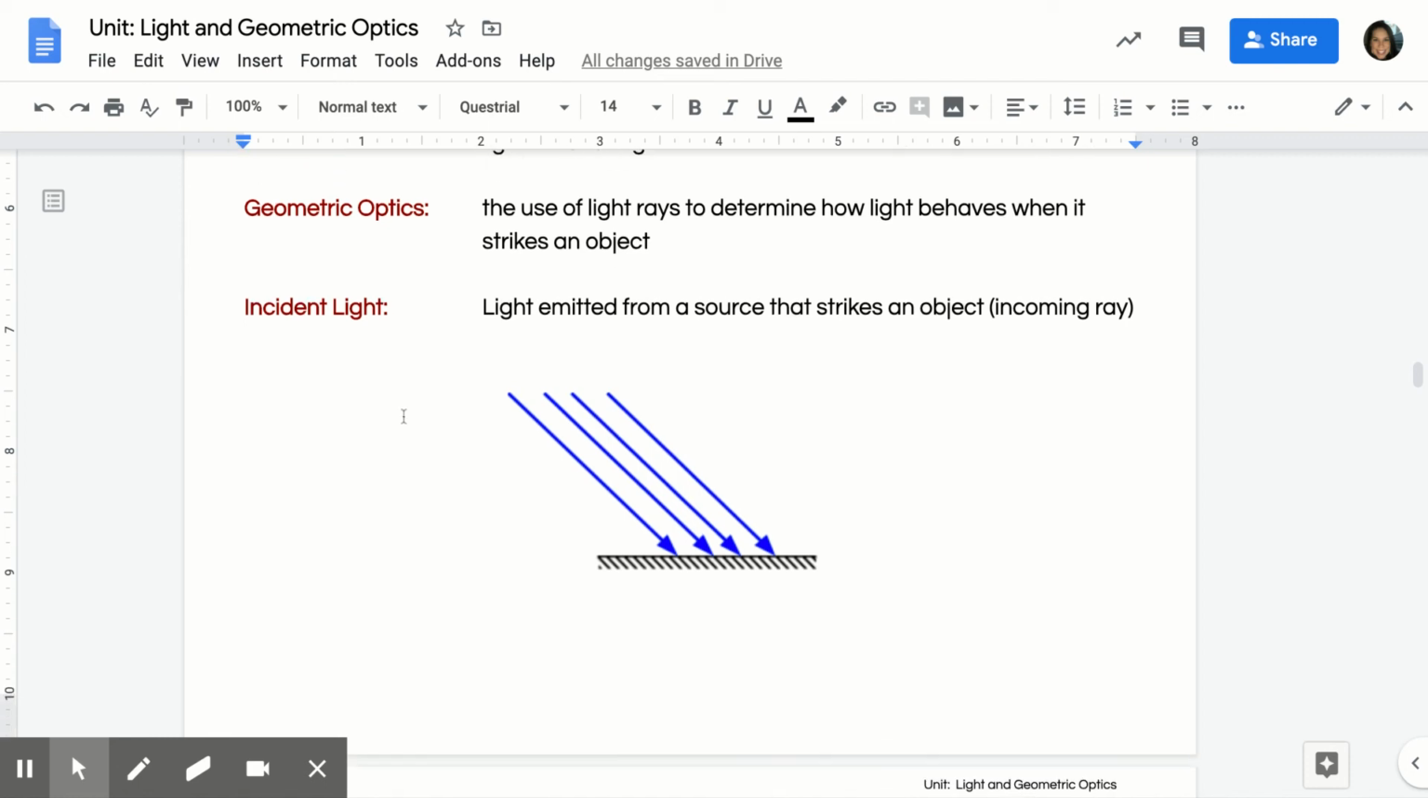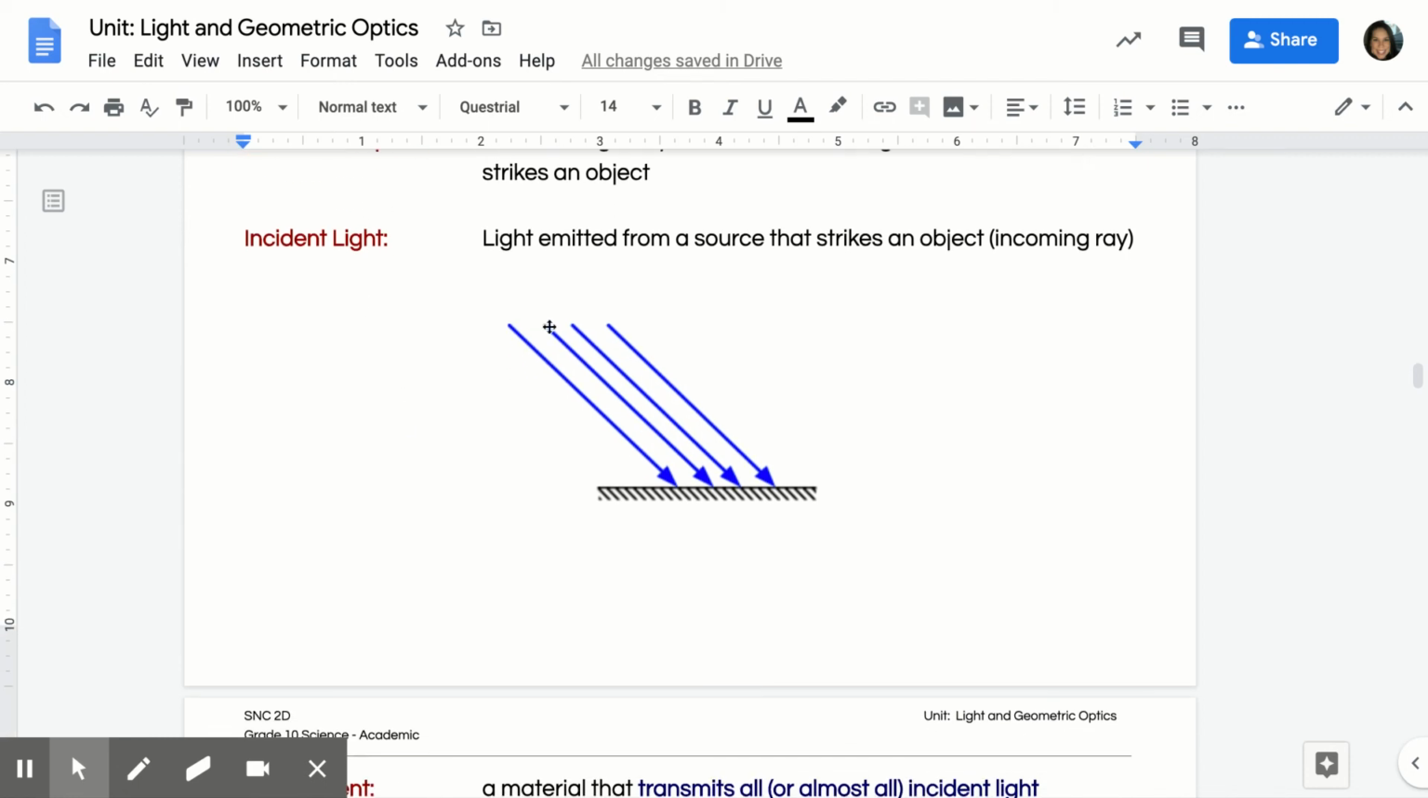Incident light. So we're going to talk about these light diagrams, and our incident light is going to be that light that is coming off of the source as it's about to hit the object. So I also call that my incoming light ray, okay? So this is going into the diagram.